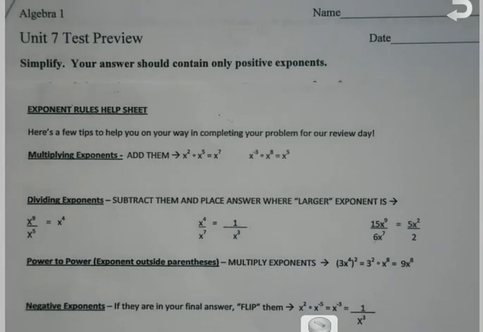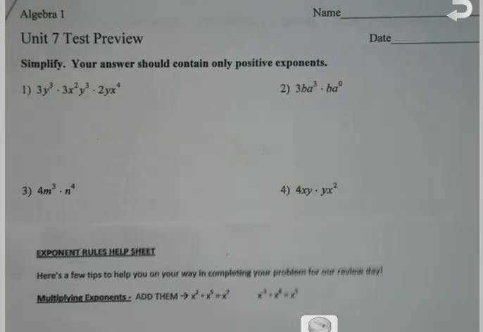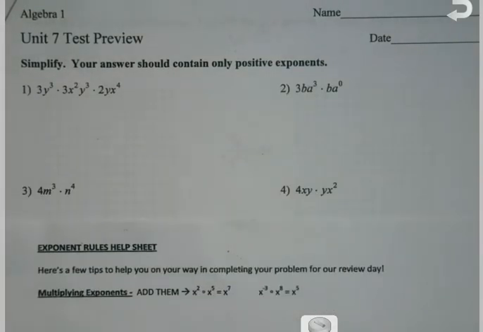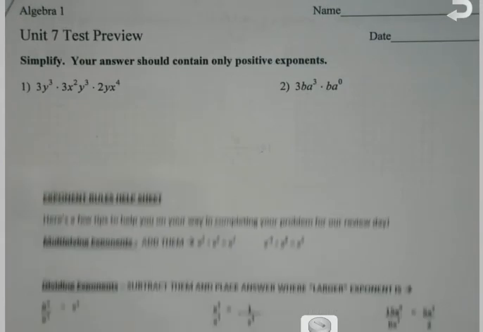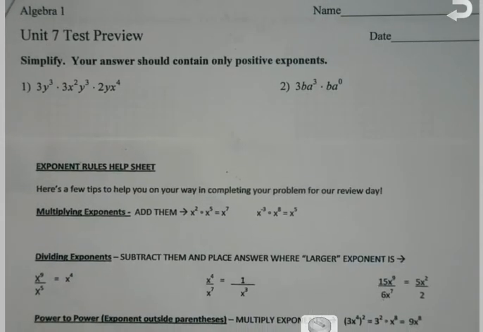All right, previewing our exponents and growth and decay stuff for tomorrow's test. For the moment, I need to move the help sheet out of the way so I can actually see the questions. So again, simplify. Our answer is going to contain just positive exponents, which isn't a bad thing because we've got all the rules to help us anyway.